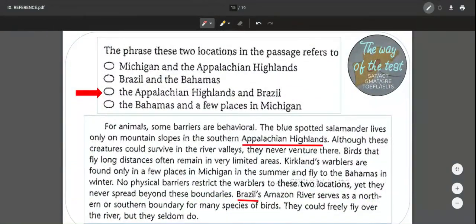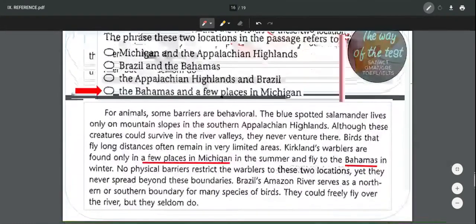Let's go to number 3, Appalachian Highlands and Brazil. Same thing. This has to refer to something that comes before, not to something that comes after. That's why it's not Brazil. And remember, I'm not even talking about Brazil. I'm talking about Brazil's Amazon River. Okay, this is very important to remember, to identify which specific thing I'm talking about.